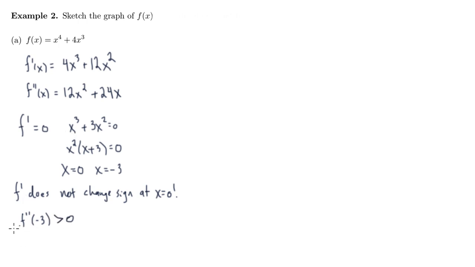I mean, if you're not convinced, just plug in -3, and you're going to see the second derivative at x equals -3 is positive, which means f of -3, which we should probably get that value because we want to plot these points. F of -3 is -27. This is a local min.